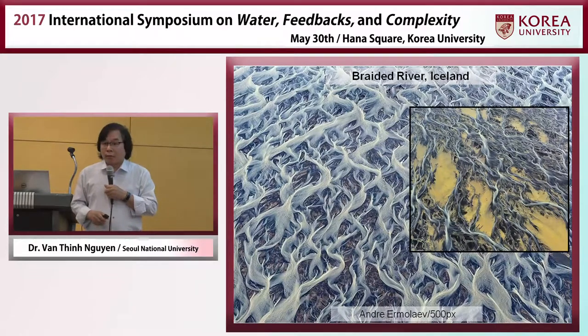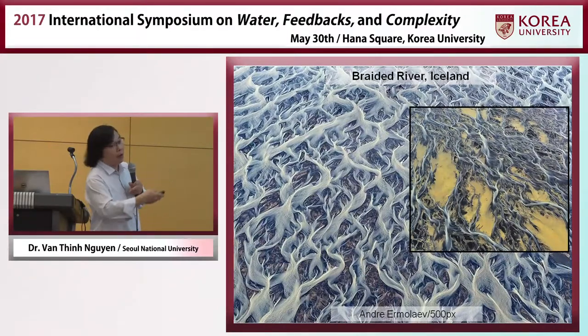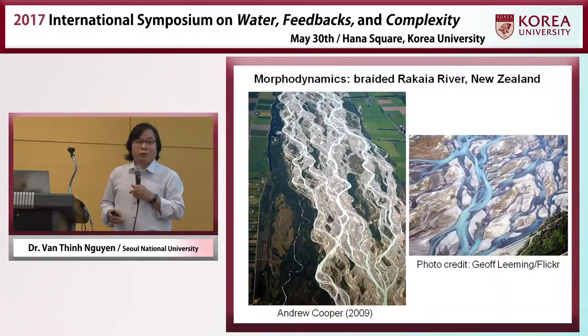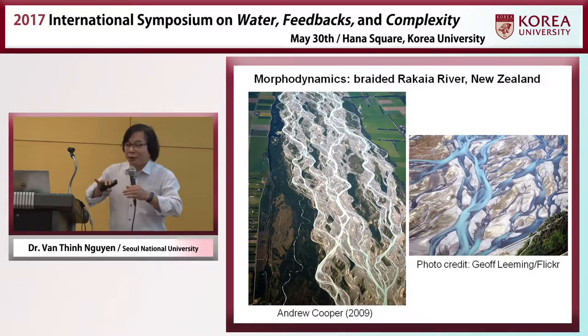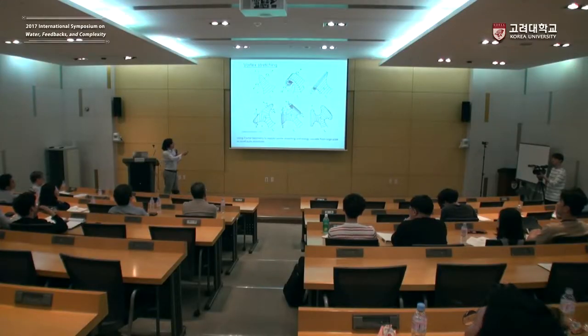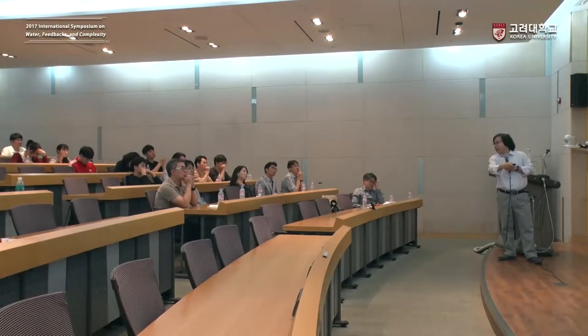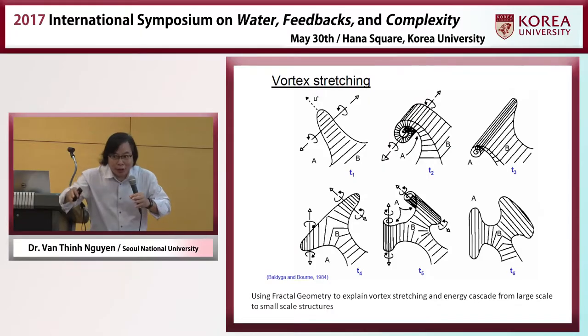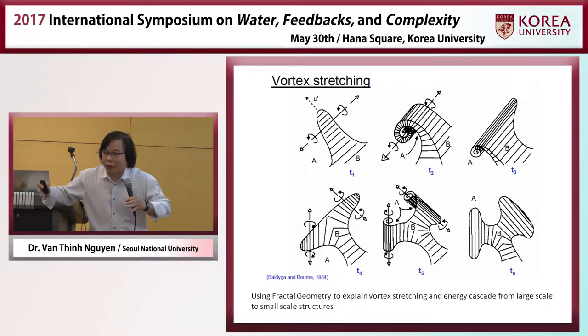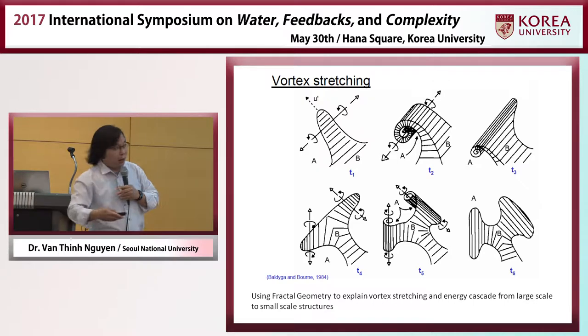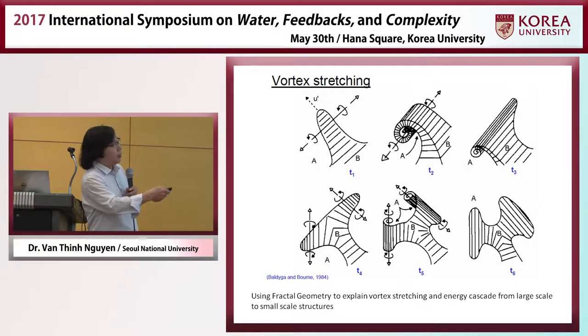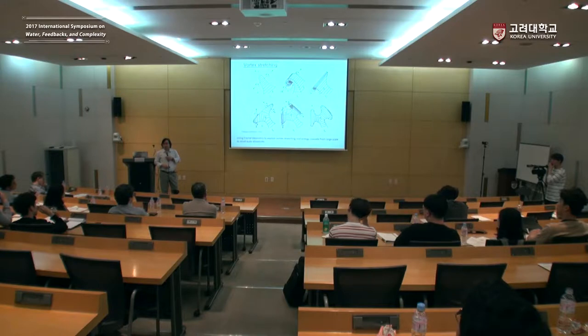Okay, here. Now I'm going to use that to tell you about vortex stretching in turbulence. The first one: have you ever baked a cake with flour? You roll this flour, and you roll it, and it gets tighter and longer, right? And then you roll it again. That is vortex stretching, rolling from large scale to small scale. Okay? That again is the idea from fractal geometry.